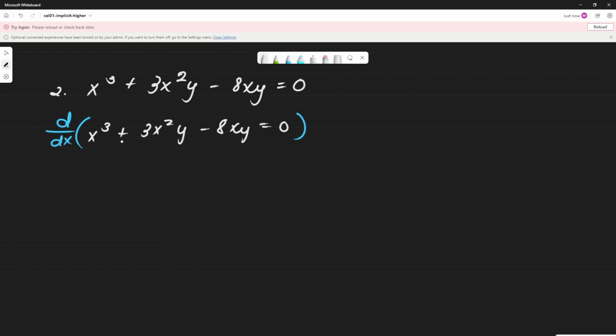So, what is the derivative of x cubed? That is 3x squared, di ba? Then ito, no? So, 3x squared y. Sir, anong gagawin namin dyan, no? So, product rule po ang ginagamit natin dito. No? So, bakit siya naging product rule?